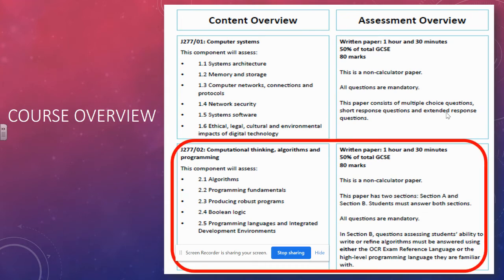The other half is component 2. This particular paper, again an hour-and-a-half paper worth 50% of the GCSE, is very much the programming element of the course. It assesses that particular element of the course, and as you can see there are various units that are covered, and within those units there are multiple topics which again I'll go through in just a moment too.